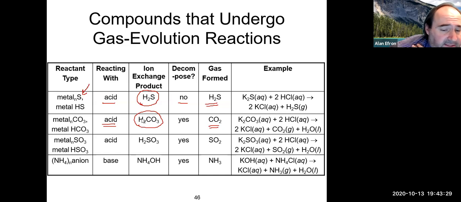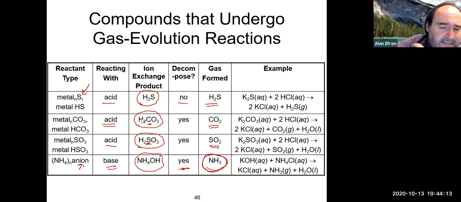If you take a metal like sodium, potassium sulfite, or potassium hydrogen sulfite and react it with an acid, you'll get that other one that we saw, which is sulfurous acid, which will go through a decomposition and make SO2. So the combination there is CO2 and SO2. And if you have ammonium and a negative ion, and you react it with a base, you will make ammonium hydroxide. Ammonium hydroxide is basically the water version of ammonia. And in water, it will decompose into basically NH3 and make ammonia gas.